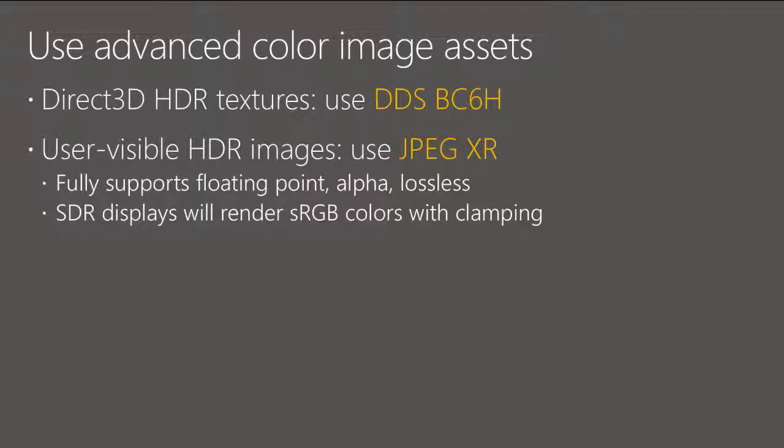Finally, JXR offers a limited form of backwards compatibility with SDR displays. So if you're rendering a floating point JPEG XR on a normal 8-bit SDR panel, all the colors within the sRGB color gamut will appear as normal. And all colors outside of sRGB will be numerically clamped.